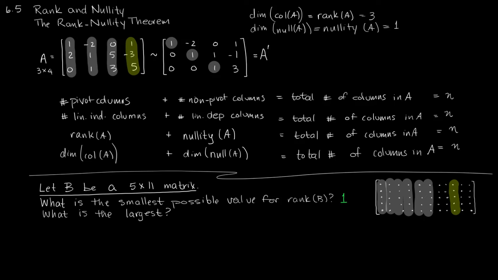What if you reduced it to echelon form? Would that help? What would that tell you? It would give you the number of pivots.